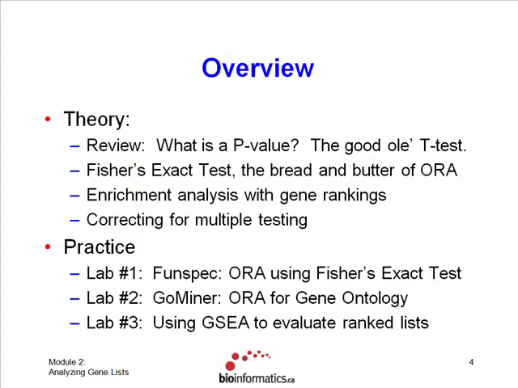Okay, so here's my overview slide. There's the theory, and for practice, we're going to have three labs. The one that is going to be most important, and that we're going to concentrate on, is lab number two, and that's going to come at the end, where you're going to be analyzing your gene list for gene ontology enrichment. But I wanted to talk about a couple of these other labs, and we'll go through those as I go through the talk. The separation into module and lab is going to be a little bit flexible. So we have a little bit less lab time at the end, but we're going to have some labs embedded in the middle of the module.